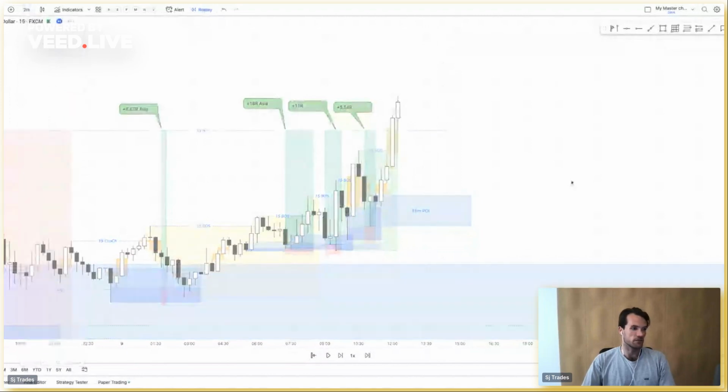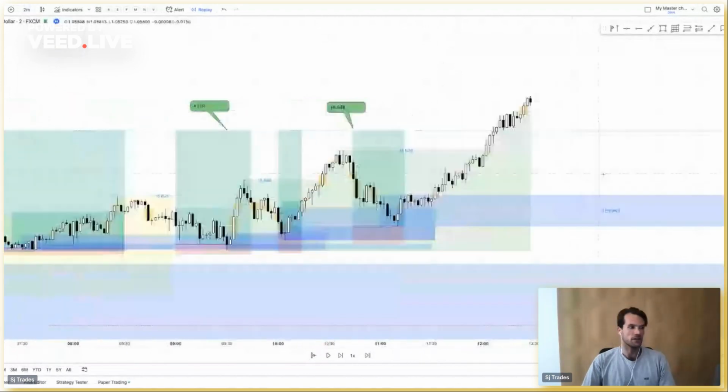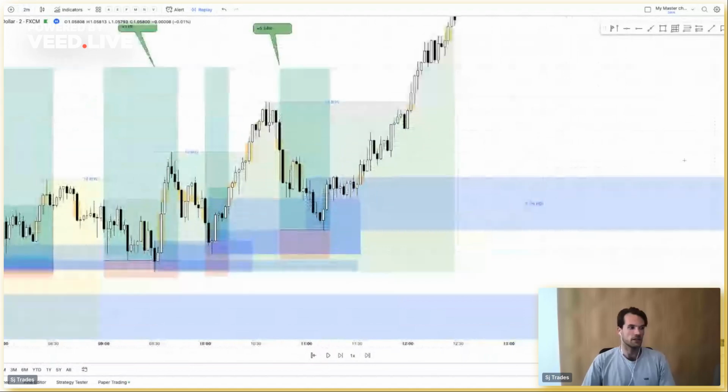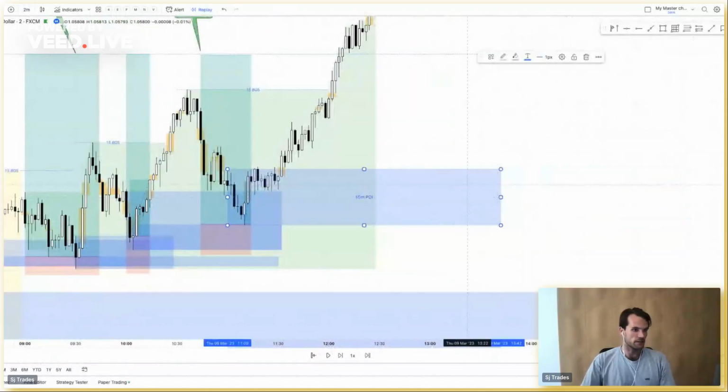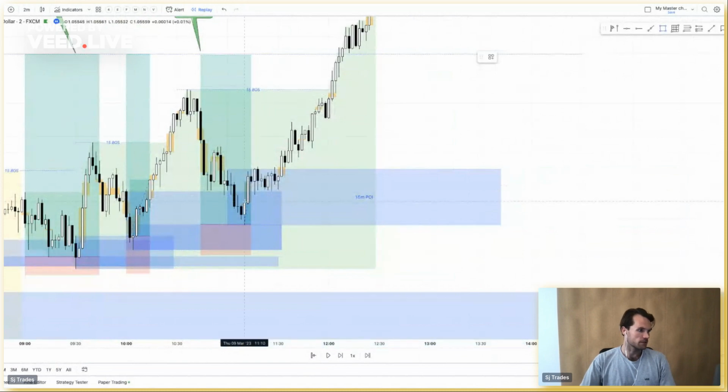That's why I just trade EUR/USD at this point, just because I know how it moves, especially with these opens and everything. So this is quite interesting. Let's see what happens here.